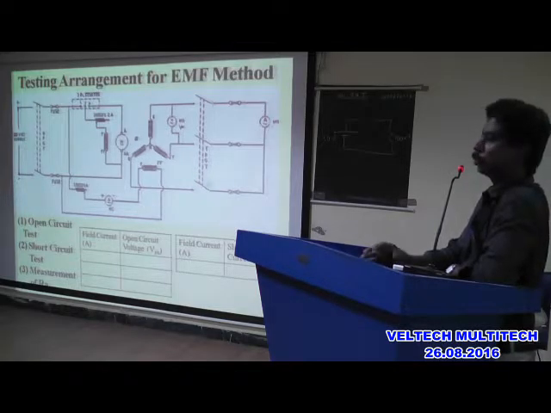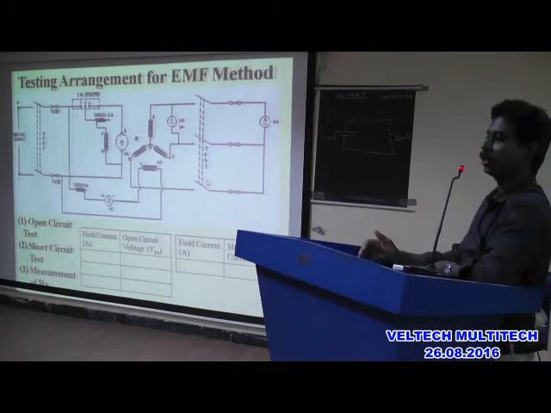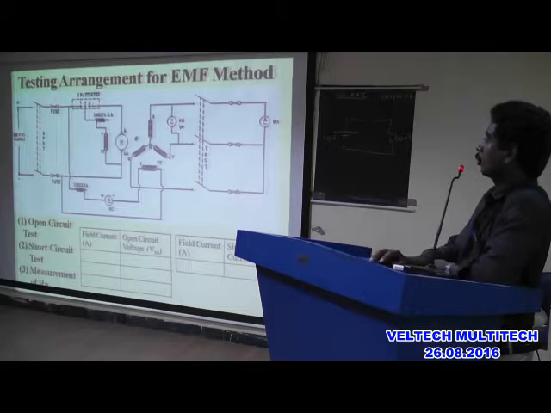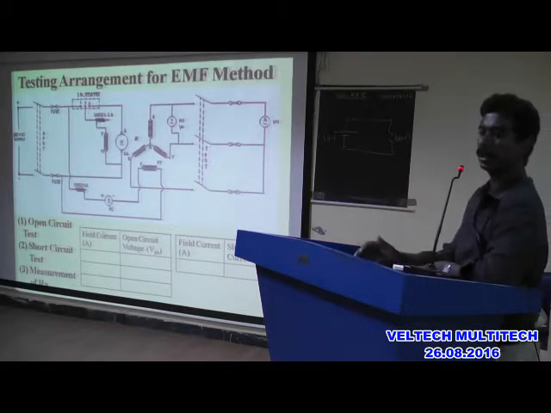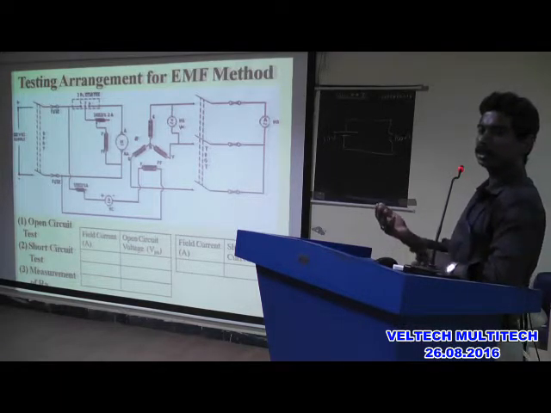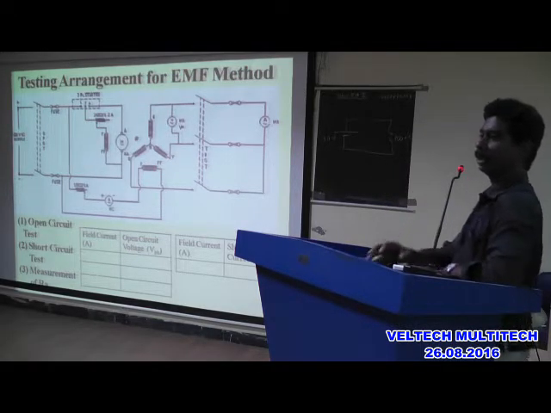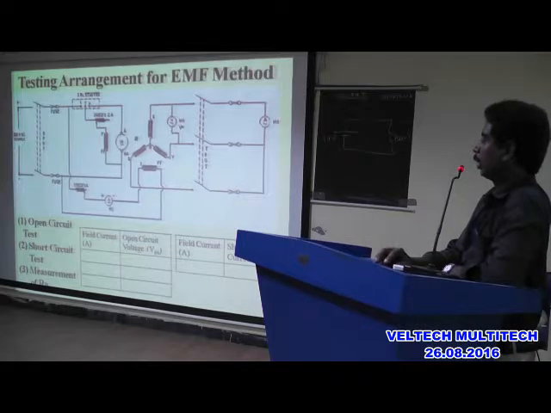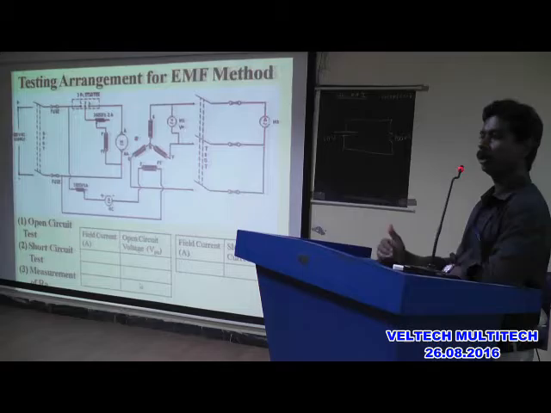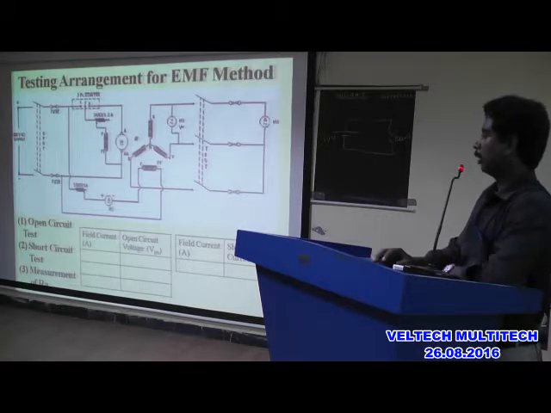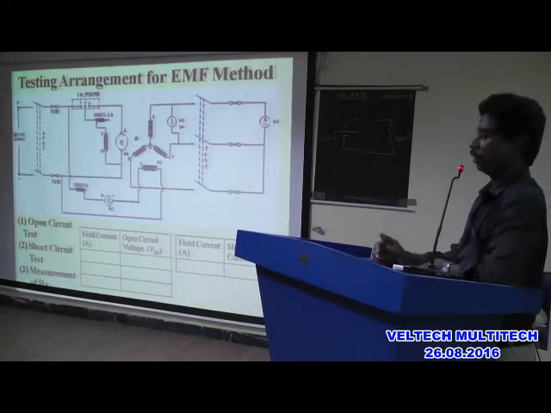Okay, so now in open circuit test, the armature terminal is supposed to be open. That is why this is called open circuit test. In open circuit test, you have to draw the magnetization characteristics. Magnetization characteristics means the relationship between open circuit voltage and the field current. By adjusting the field current, you have to take the terminal voltage up to rated voltage. Initially, you can even take the residual voltage also.